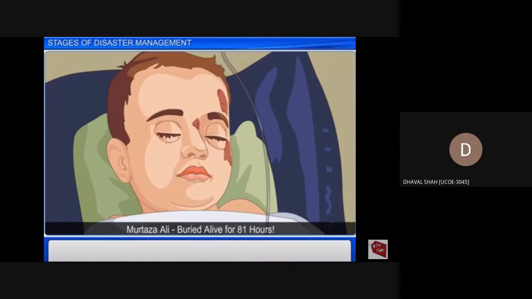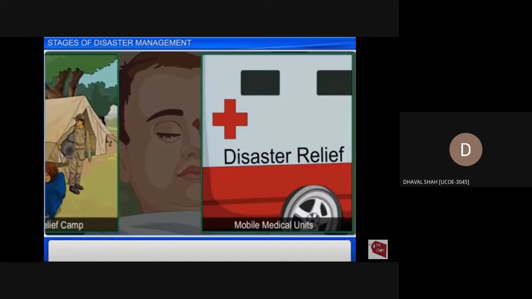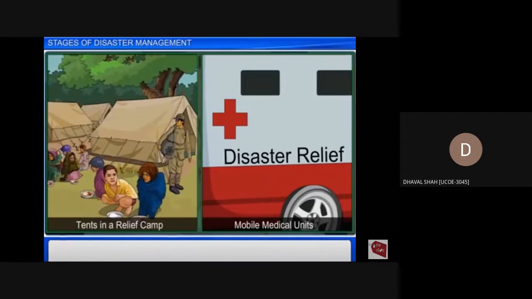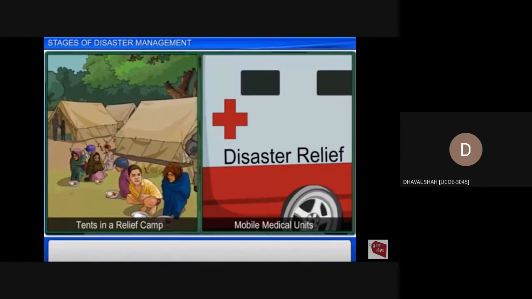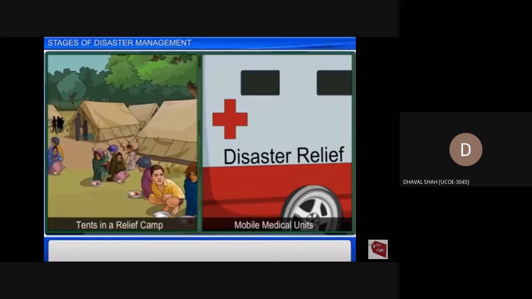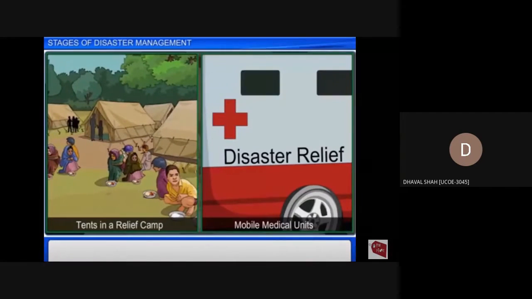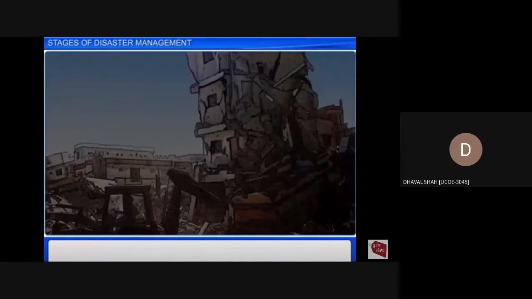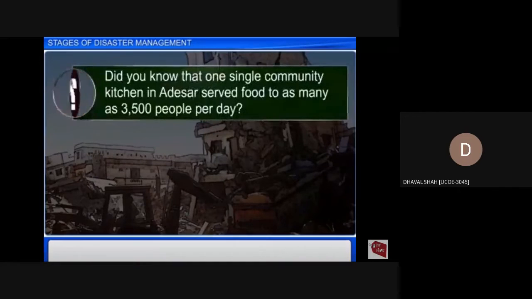The injured were provided treatment in the mobile medical units, while the affected people were put up in thousands of tents supplied by international organizations like CARE. Various organizations set up community kitchens to provide food to these affected people. Did you know that one such kitchen served food to as many as 3,500 people per day? This community kitchen was set up in Adesar by a Mumbai-based organization called Jain Sasan.